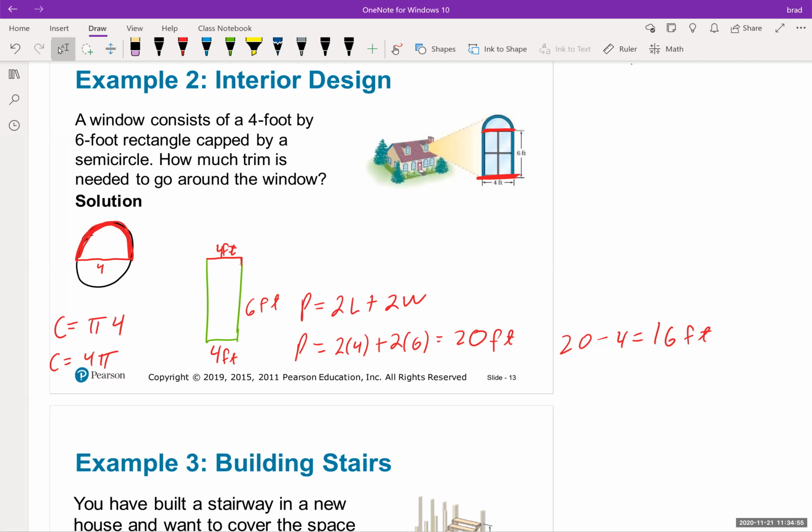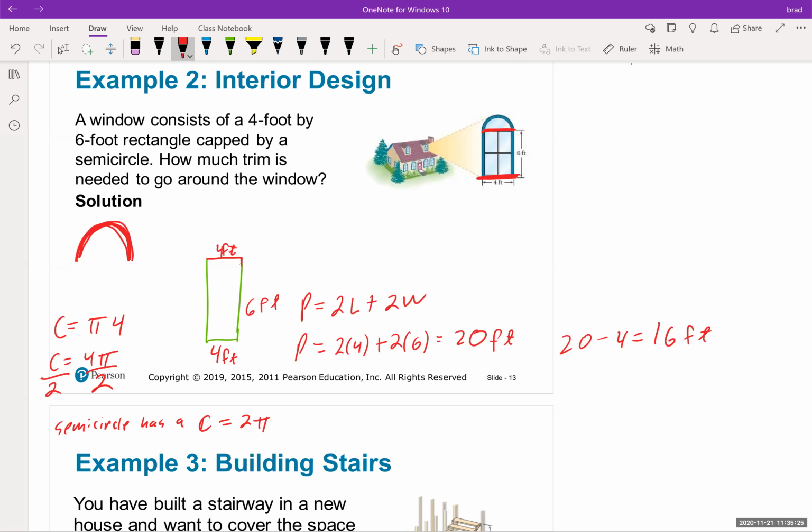However, remember, we don't actually have the bottom half. We only have this top half of the window, so we only calculate half of it. I have to take the circumference divided by 2 because this is a semicircle. So that means our semicircle has a circumference equal to 2 pi.